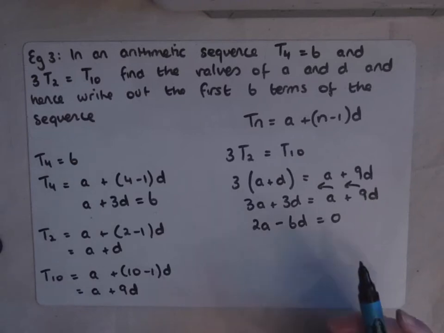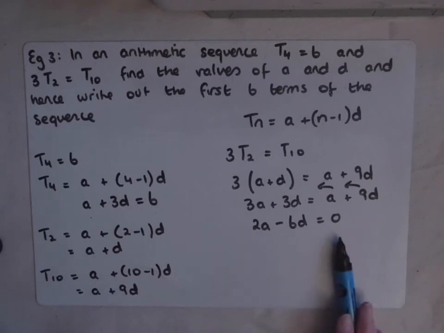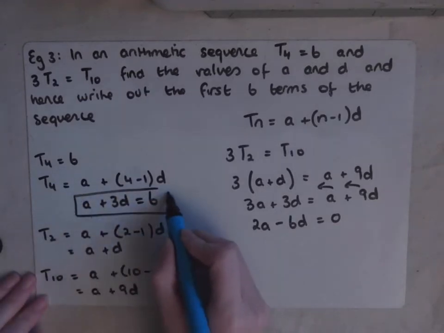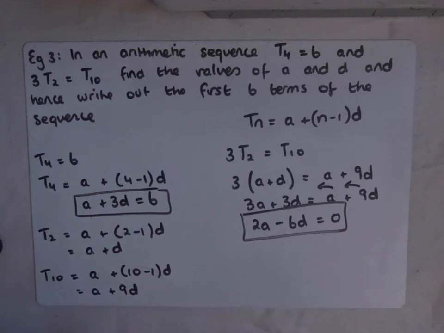Okay, now, because I have an equals, I could divide everything here by 2 if I wanted to make my life a little bit easier, and I'd be left with a minus 3d equals 0. But if you want, we can just leave it. We have these two equations, 1, 2, and we're going to do simultaneous equations with those two. That'll allow us to find a and d, and then we have to write out the first 6 terms. So I'm just going to write those one on top of the other.